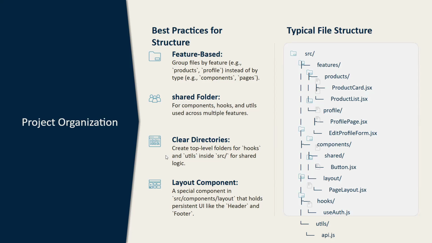And here is what a typical structure of a React app would look like. You can see that there are features, and then there are shared components and layout components as well, along with some hooks and the utils which contain our helper functions. The main idea is not that there's only one perfect folder structure, but that your structure should be clear, scalable, and predictable.